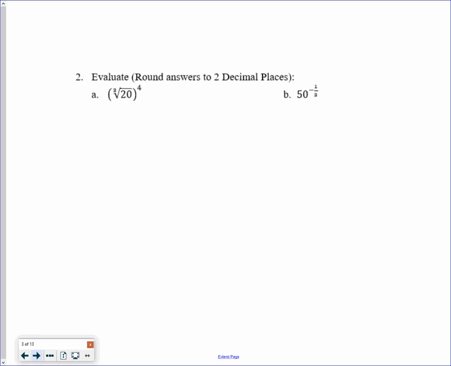Next one. Now we actually want the decimal, so now we are asking you to do the calculator. So the cube root of 20 raised to the 4th power. And then the next one, the same thing, using the calculator, 50 to the negative 1/3 power.